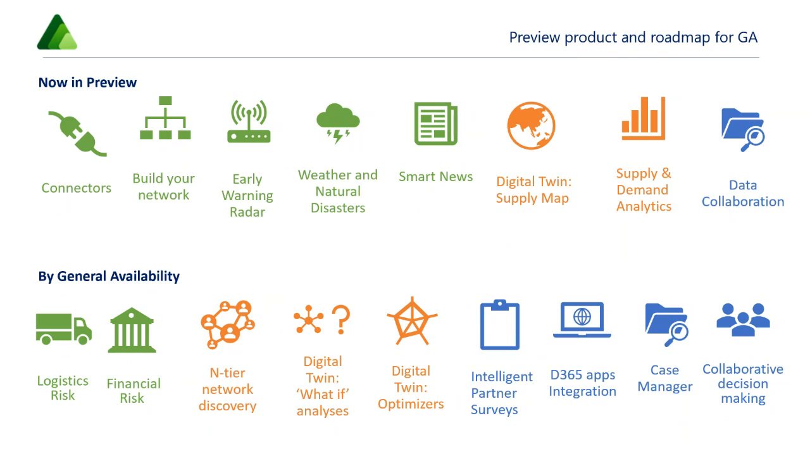The multi-tier network, these are some of the, and digital twin, what-if analysis, and optimizers. This is where we really want to use the power of our AI resources at Microsoft to give you a view of what your multi-tier supply chain looks like. What John demoed for you is the supply chain map view of your digital twin, and what we look to bring is more of a graph view.